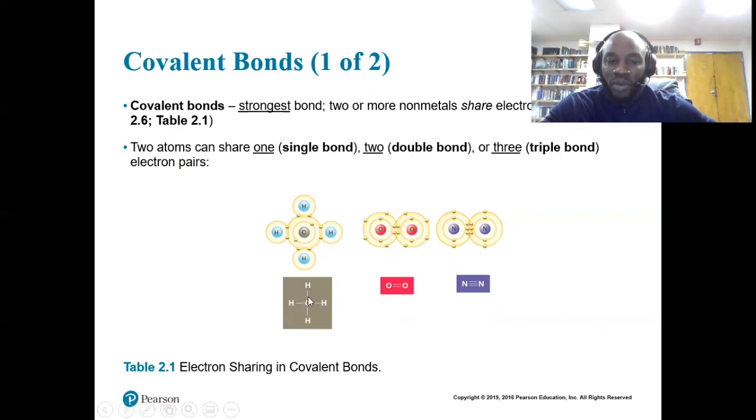So this line represents 1 electron from carbon, 1 electron from hydrogen, sharing with each other. Double bond means they're sharing 2 electrons each. Triple bond means they're sharing 3 electrons each, right? Those are covalent bonds.